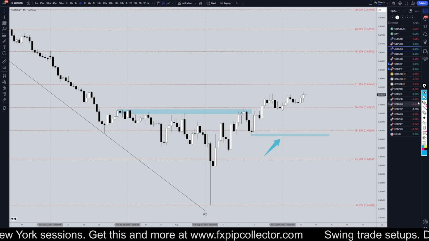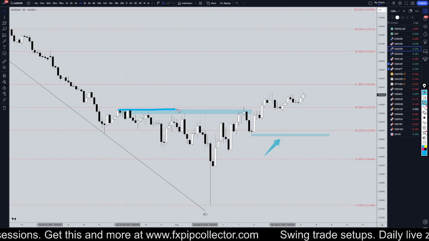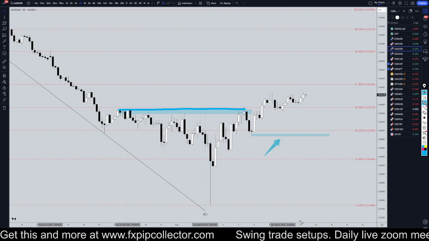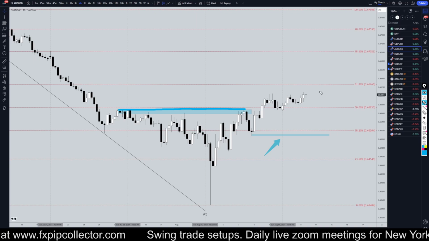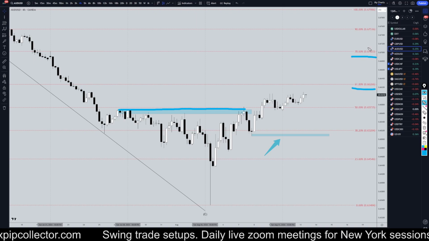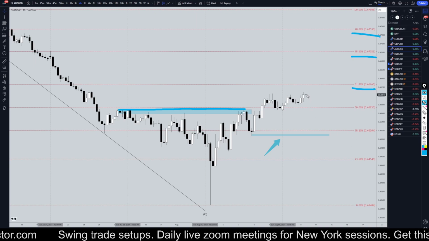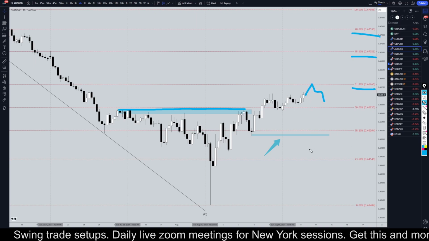Going down to the 4 hour time frame, and like I said, now that we got that break of structure, I'm definitely looking for longs. I'm looking to go long at basically every single pullback I see. I would definitely keep an eye on these Fibonacci levels for areas of resistance. That's possibly areas where pullbacks will start.